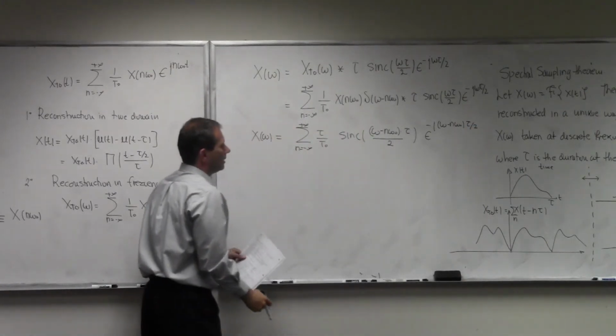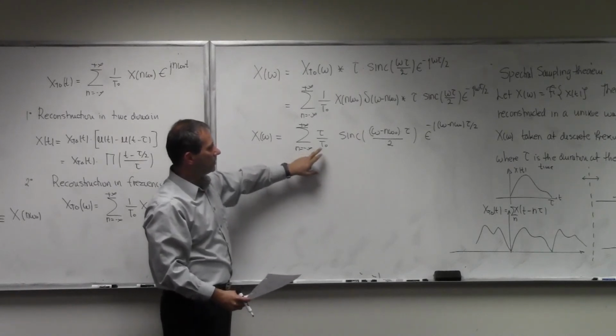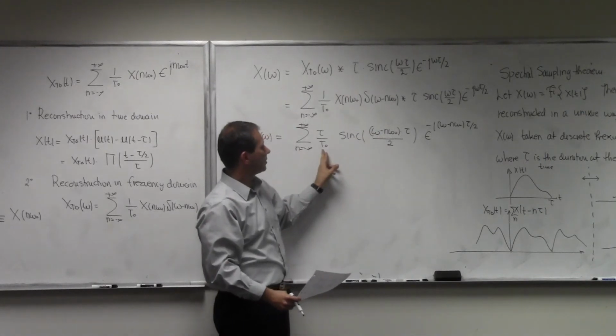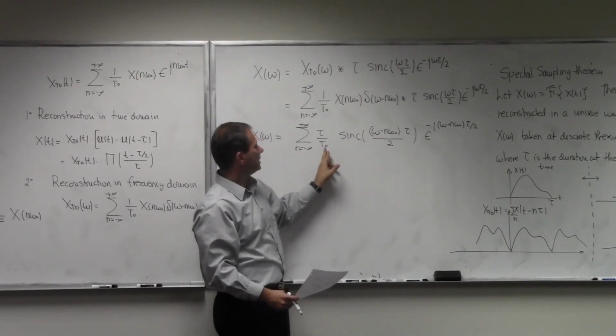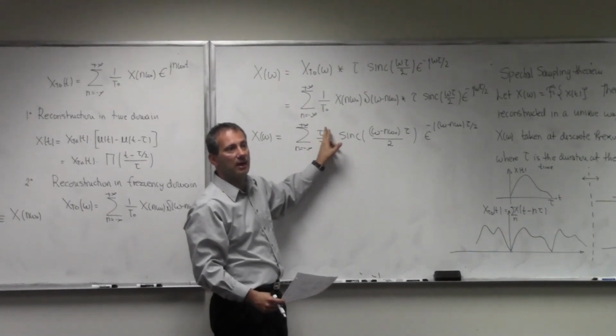And then in this case, I have assumed that my periodic extension is an arbitrary relationship between tau and T0, except that T0 needs to be greater than tau.